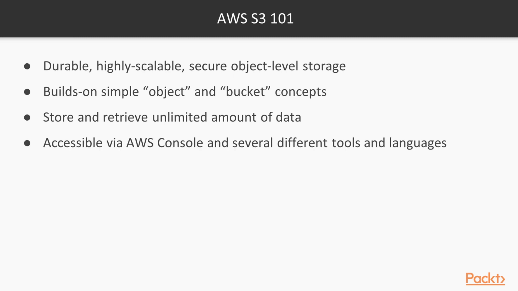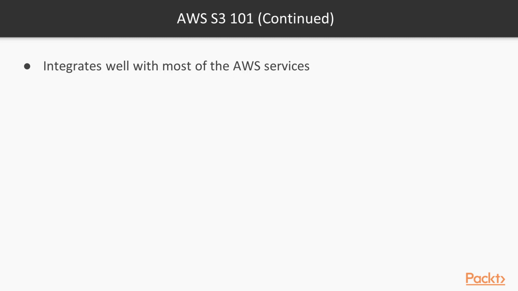And S3 is accessible via the AWS console and several different tools and languages. You can even implement your own API with languages like Python or Java. AWS S3 integrates well with most of the AWS services, and that's one of the most beautiful pieces about S3. You can easily implement object lifecycles and events regarding changes in S3 objects and buckets.